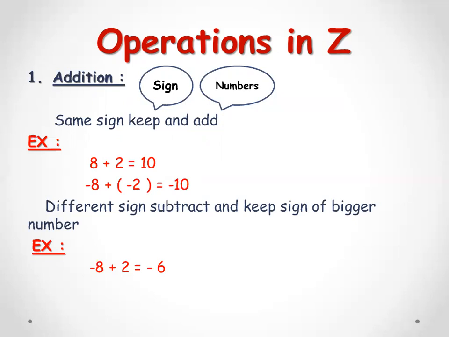Okay, look at the numbers, 8 and 2. Which one is greater? 8 is greater. So I'm going to look to the sign of 8. 8 is negative sign, so I'm going to put the negative in the answer. My answer is negative 6.